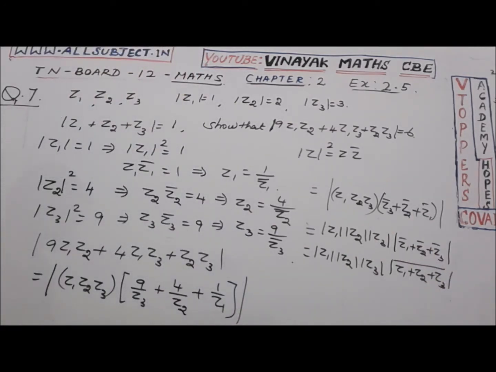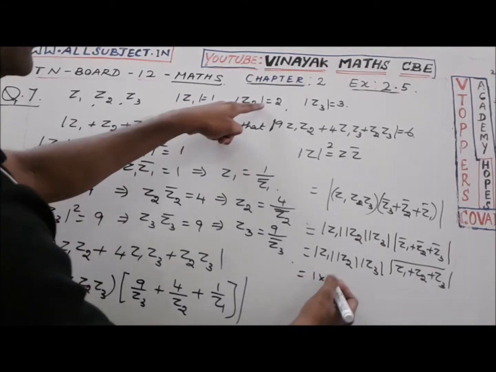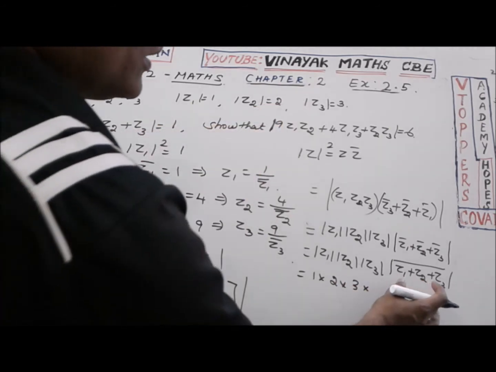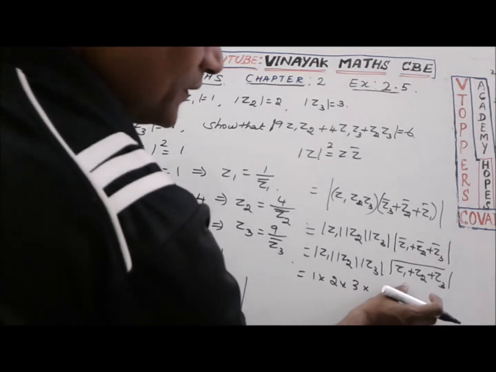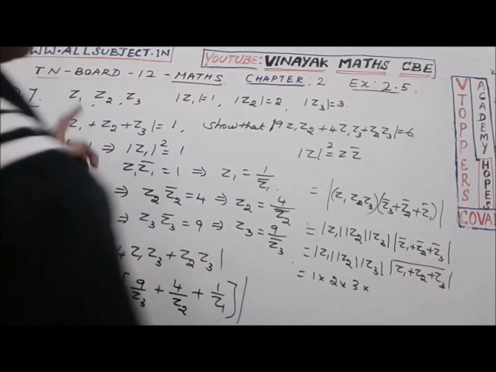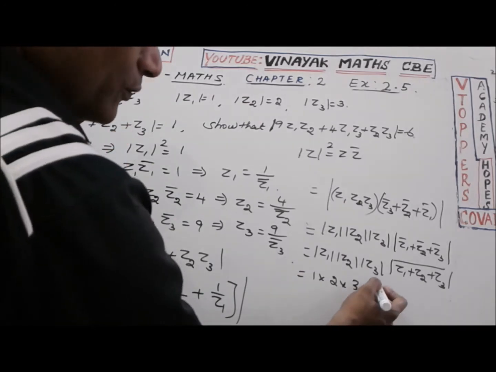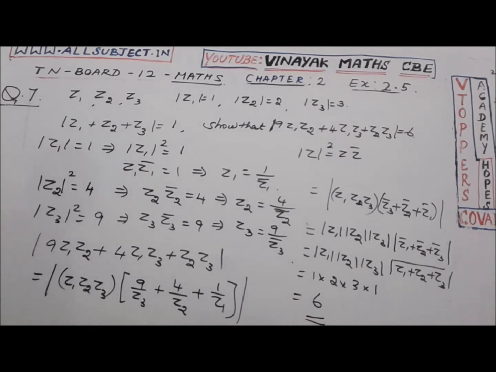Here we have the values: modulus Z1 is 1, modulus Z2 is 2, modulus Z3 is 3, into the modulus of Z bar, which equals modulus Z. So modulus of Z1 plus Z2 plus Z3 whole bar equals modulus of Z1 plus Z2 plus Z3. So here the value is 1, which will be equal to 6. So the modulus of 9 Z1 Z2 plus 4 Z1 Z3 plus Z2 Z3 will be equal to 6.